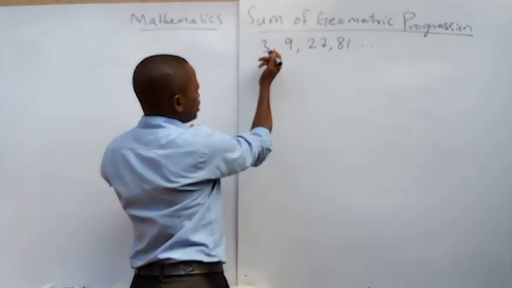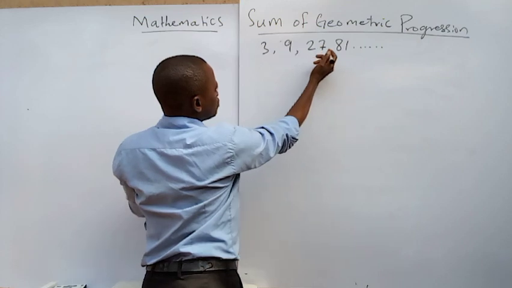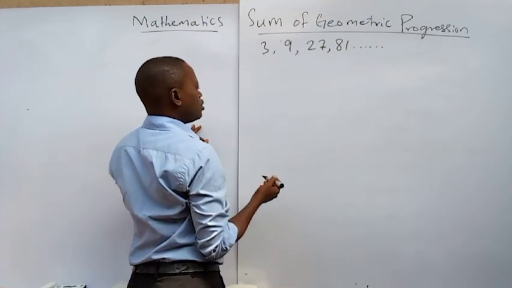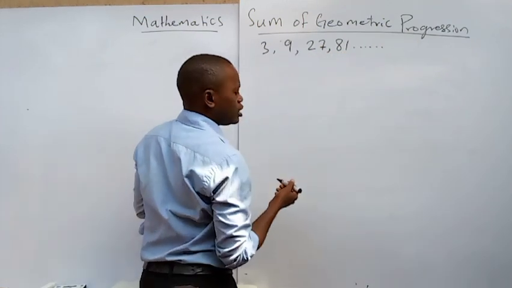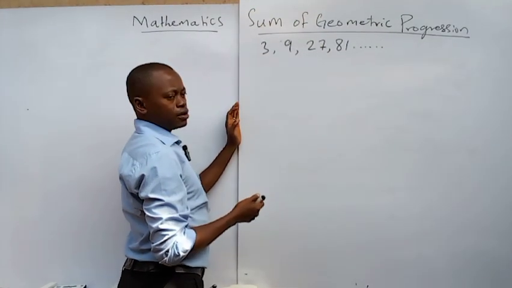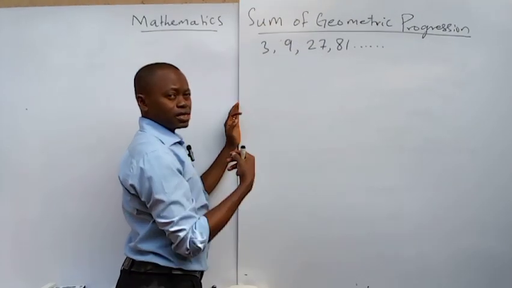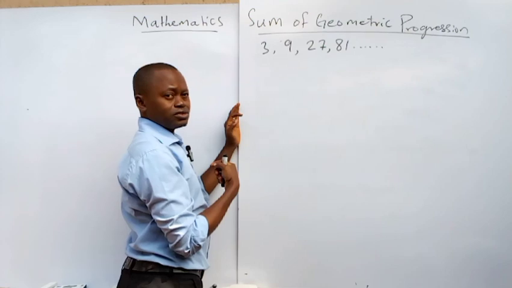When you multiply 3 by 3 you get 9. 9 times 3 will give you 27. 27 times 3 will give you 81. This is a typical geometric sequence. Here we have done a lot of examples, wide examinable examples. You can go back to our classes and check them out.